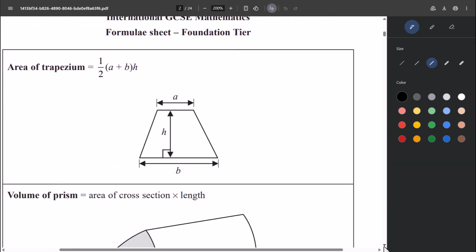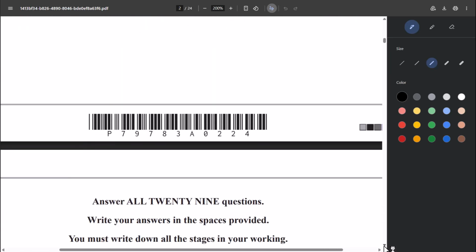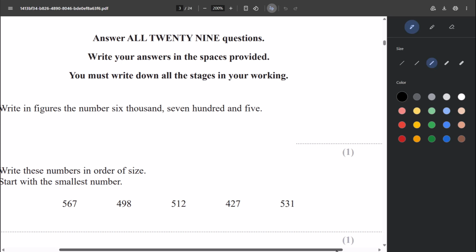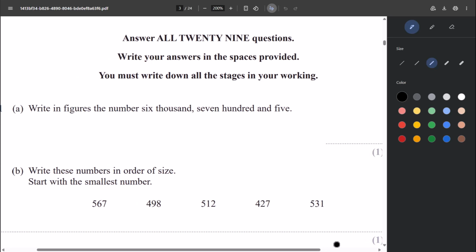Now, these are the formula sheets, and we come to the very first question here, and the question says write the figure 6,705. So we got 6,705. Now that is the first question.